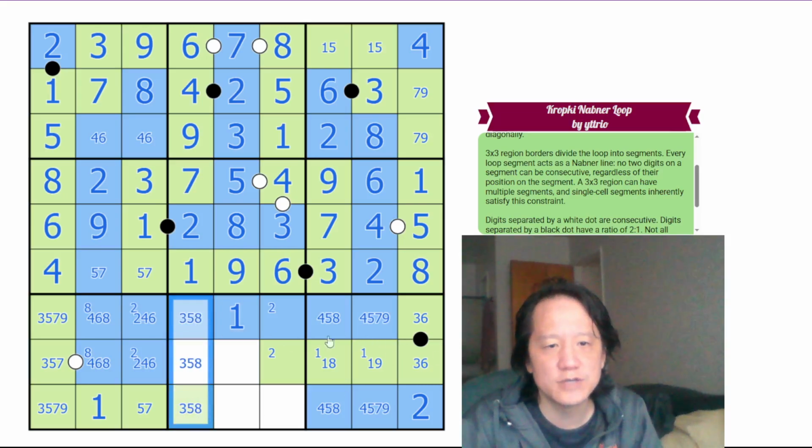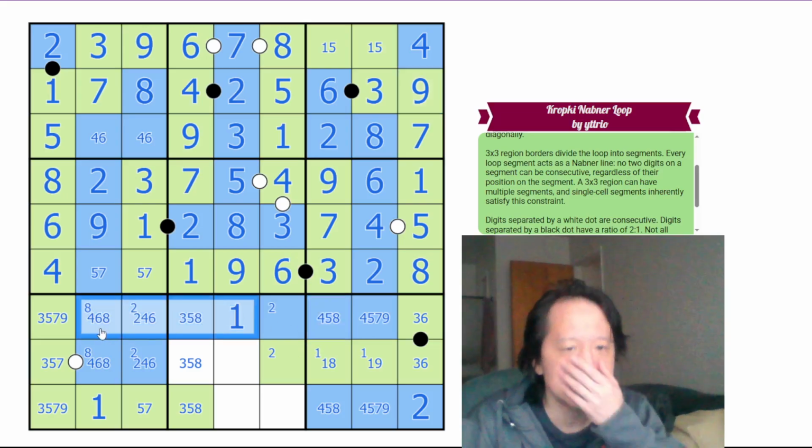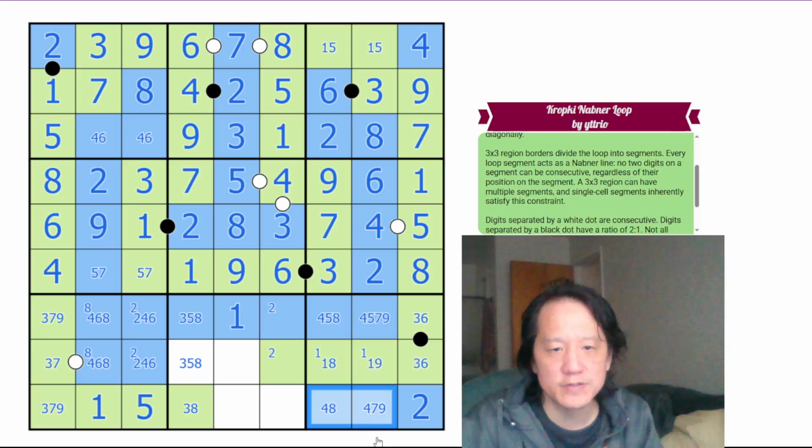No 6 or 7 here, so it's 3, 5, 8. This 9 eliminates 9 here, so it's 7 and 9. This cannot be 5 here. This becomes a 3, 7, 9 triplet, which eliminates 3, 7, 9 in the rest of the box. So this is 5, which means this can't be 5 and this can't be 5.